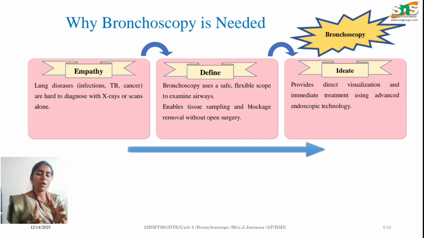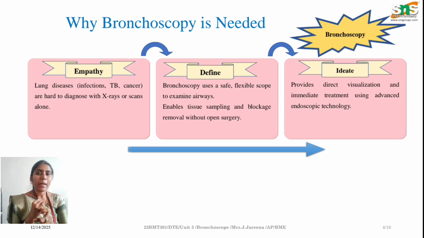So, as I said, why is this bronchoscopy very much needed? As of now, we have discussed the root cause of this problem, the need, and the solution, what we have to implement in the procedure, and also how bronchoscopy comes into the picture. That is what I have pictured in this slide.